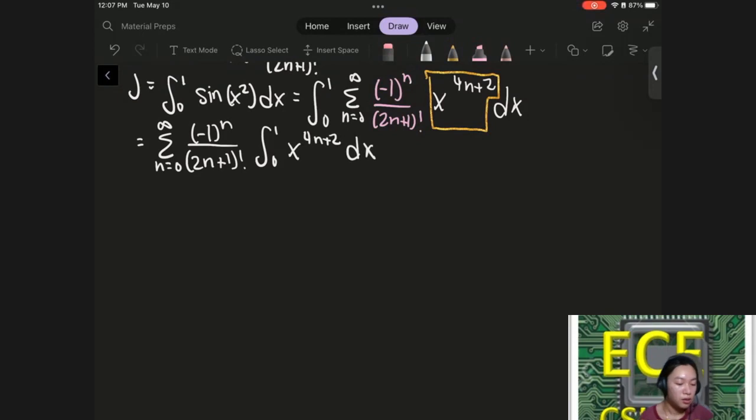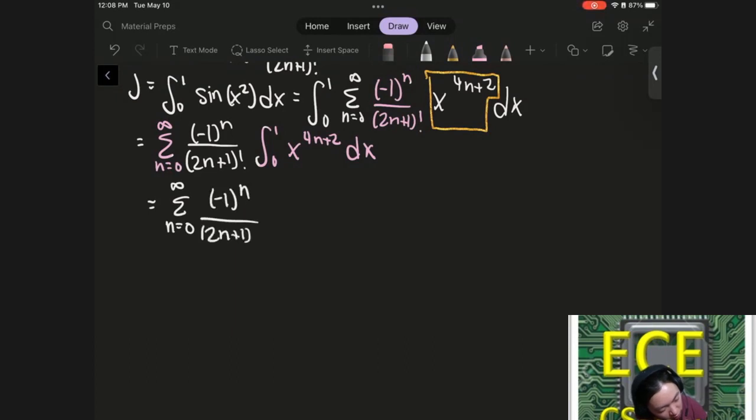This part right here still has to stay inside the summation, because there's still an n in the exponent, so it can't go outside the summation. This is simply doing the integral on this function. And that equals the summation from n equals 0 of (-1)^n over (2n+1) factorial times 1 over 4n plus 3.